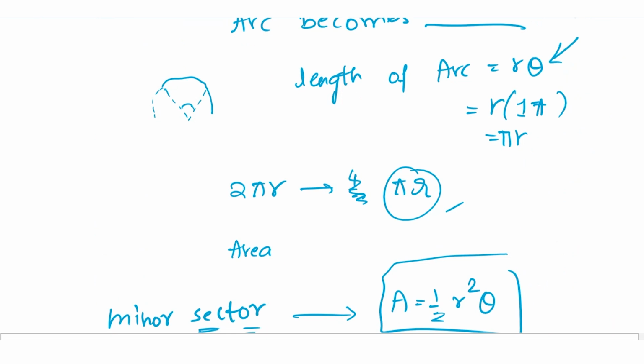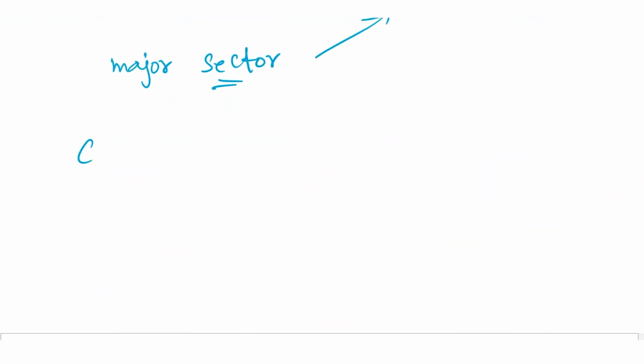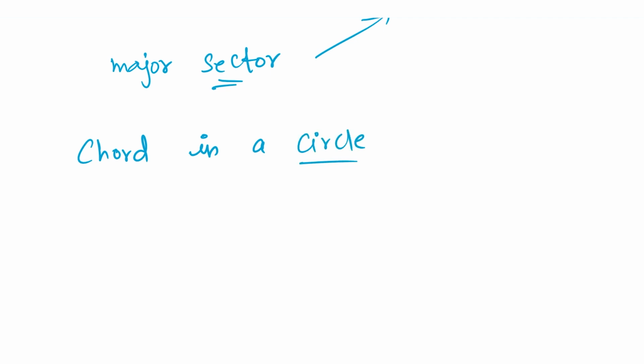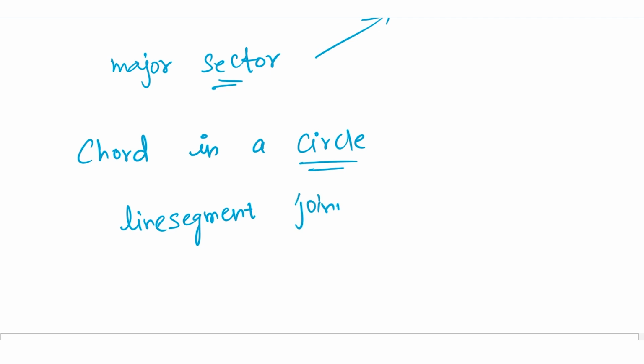Okay, let's talk about a chord in a circle now. Do you know what that is? It's the line cutting a circle that doesn't go through the midpoint. The thing is, it is a line segment joining any two points on the circle.